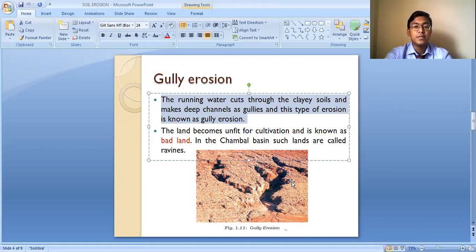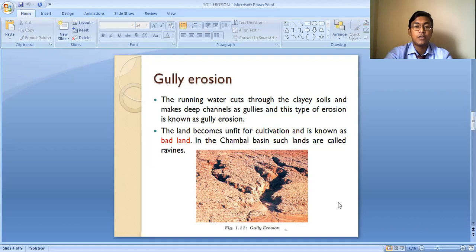Here you can see the image, which shows how gully erosion takes place. This type of gully erosion is more common in the Chambal River Basin, in the Central Highlands part, where the land has a gentle slope, and because of the sloping nature of the land, the water flows in different directions making small channels and gullies.